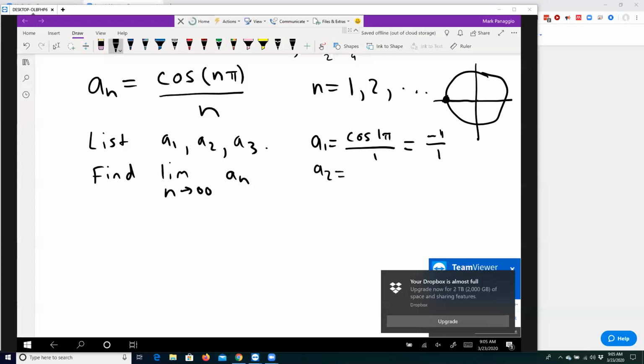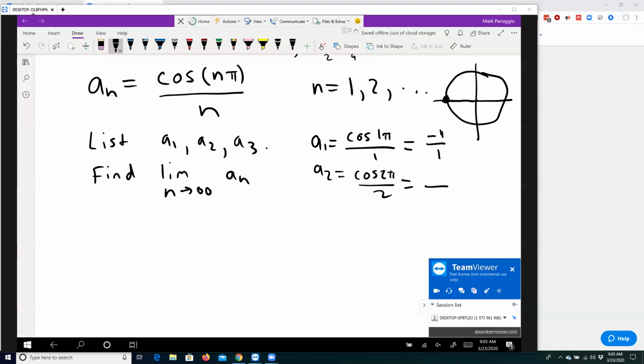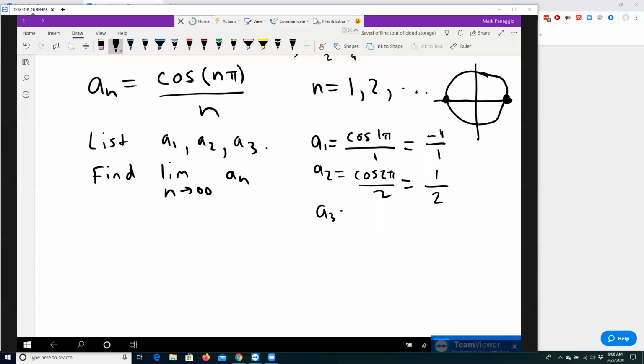a_2 would be equal to cosine of 2 pi over 2, which would be, let's see, cosine of 2 pi. That's a full circle, and so we're back on the right side of the circle. That means that the x coordinate is going to be 1. And then a_3 would be cosine of 3 pi all over 3. And notice cosine of 3 pi means we've gone a full lap plus we've gone another pi. So that's going to be back to a -1 on top.